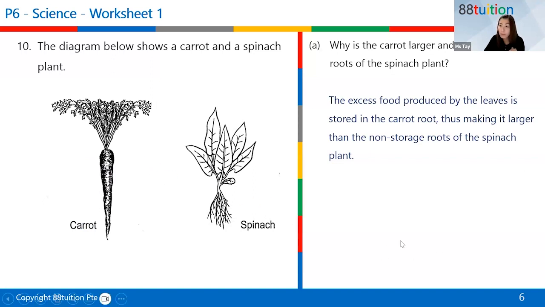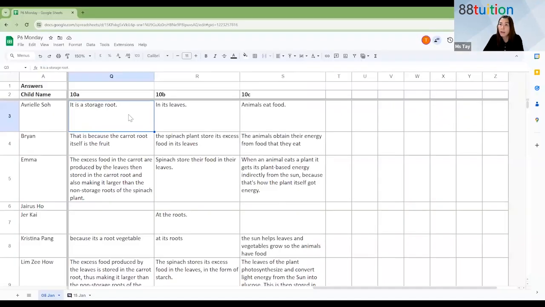Let me look at your answer. So if you check your answer here, Avril, you only say it is a storage root. This is the kind of answer you can give only up to P4 level. P5 and P6, you cannot write this way, because it is very, very difficult for you to score points. Clear? You cannot just state something, you must explain.